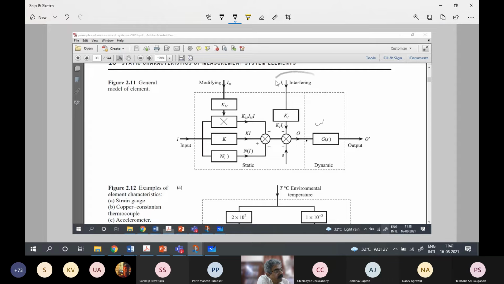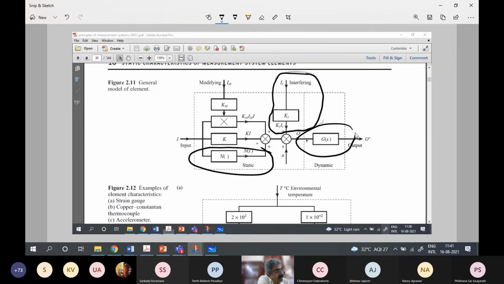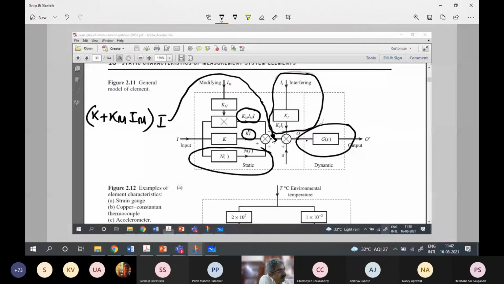Now let us ignore this part of it. We have again selected a pencil. So now let us ignore this part of it, and this part of it, and this part of it, and only look at this part. What is the modifying input doing? Now you see that the modifying input is adding a K_M I_M term into it. This is K I. So what is happening is that the total, K plus K_M I_M, into I, is coming at this point. I hope you agree.